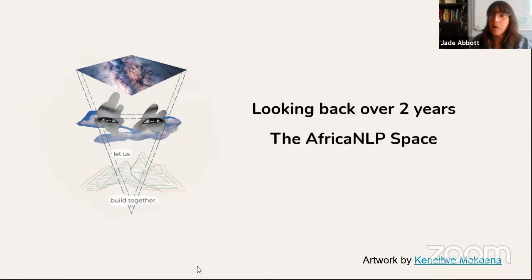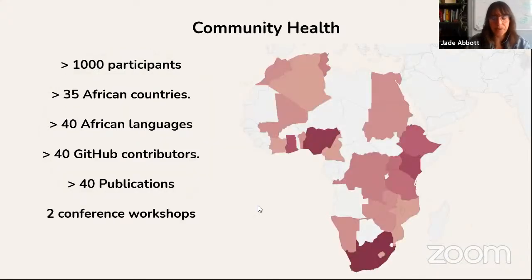And so I'm going to take a moment to look back at some of the successes that Masakhane has had over the past 2 years, in this African NLP space which we've spurred. I'm going to start by looking at the community's health. So as of last week, I think it was, or 2 weeks ago, we reached over 1,000 participants. This is the number of people just on the Slack group. We've got over 35 African countries represented. This picture isn't even up to date. I keep going to update it and then get distracted.